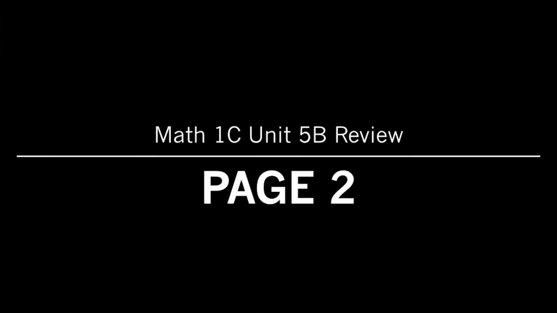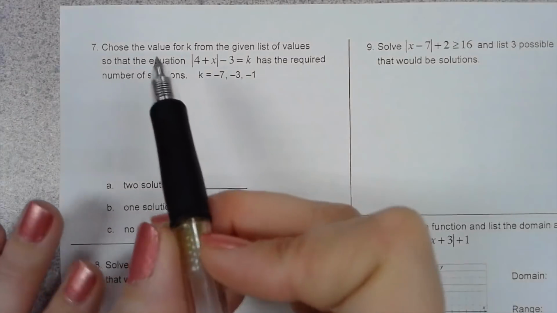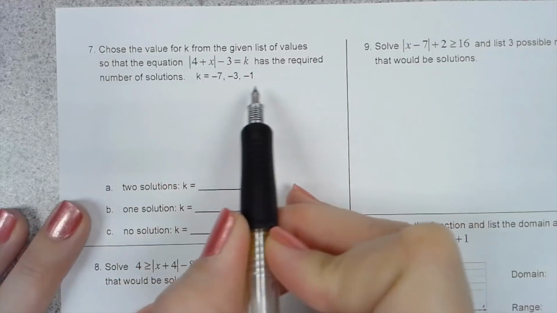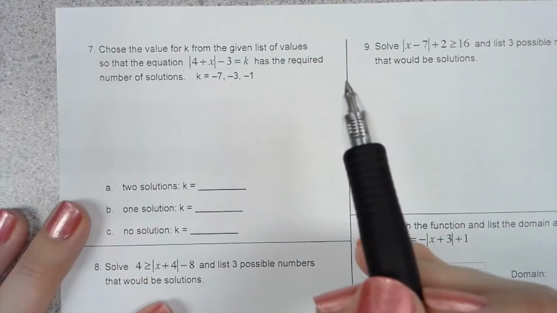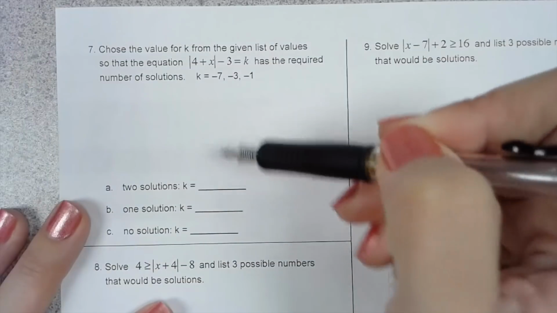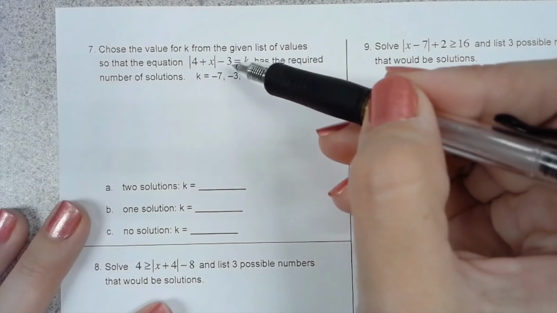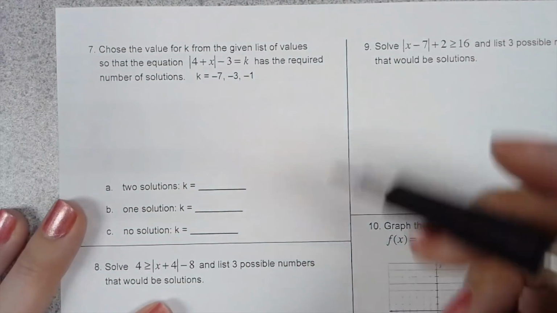The directions for question 7 are a little bit different than the questions that we've done so far in our notes. It asks you to solve this, but using a different approach to understand the question. So let's make sure we understand that first. It says choose the value for k from the given list of values so that the equation here has the required number of solutions. So they want to know which of these answers would make this equation have 2 solutions, which would make it have 1 solution, and which would make it have no solution.